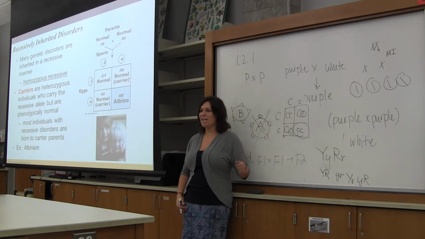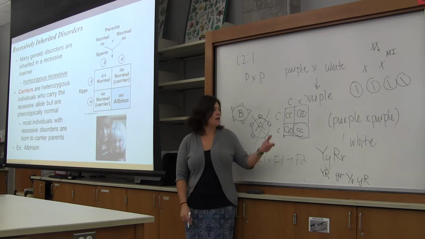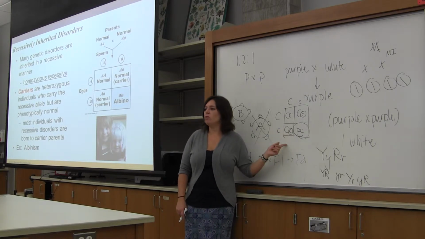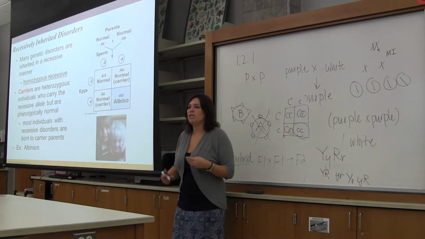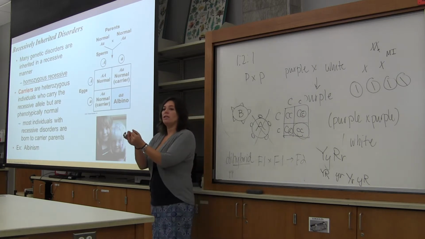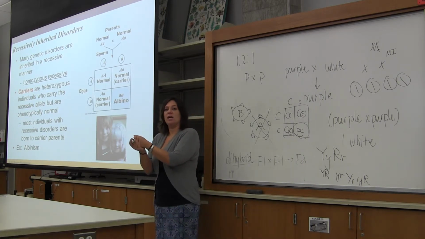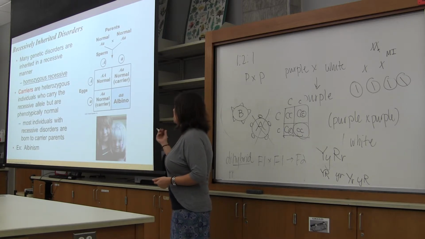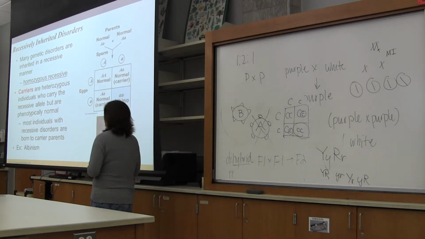But because the gene is acting in a recessive manner, we have the normal copy of the gene, which is enough to make this individual normal. So carriers are going to be the people that carry the mutated gene, but are not showing the phenotypic effects of it. So in other words, these are going to be the heterozygous individuals.